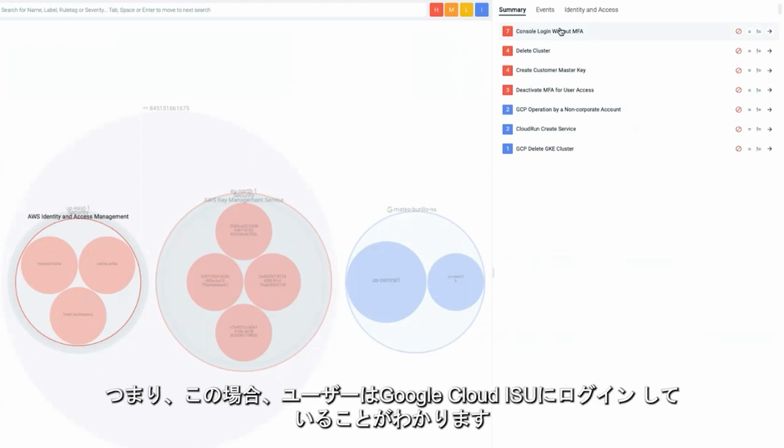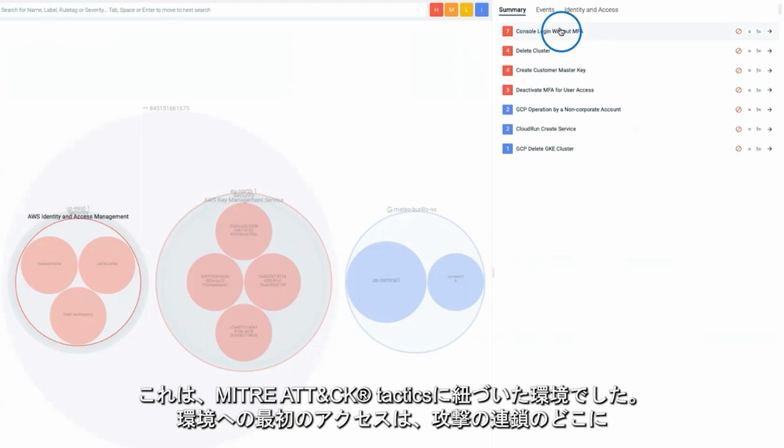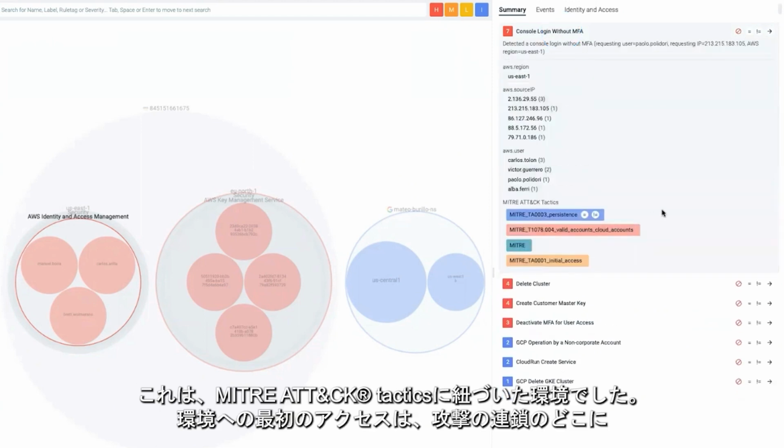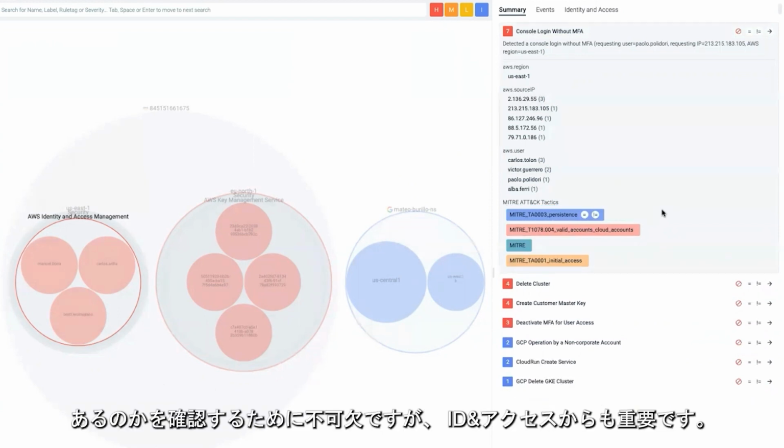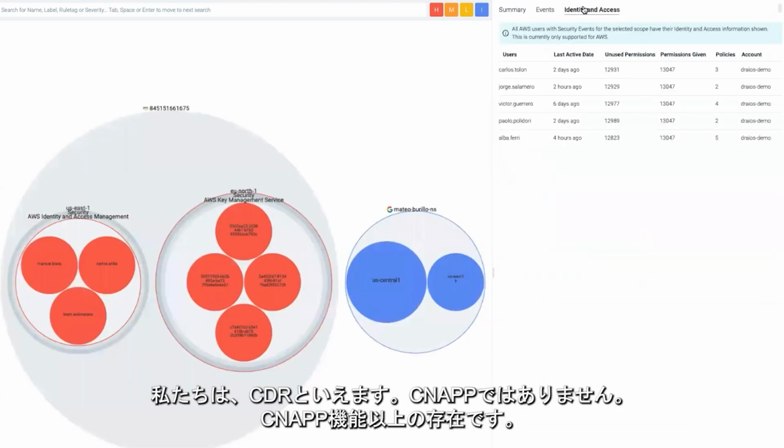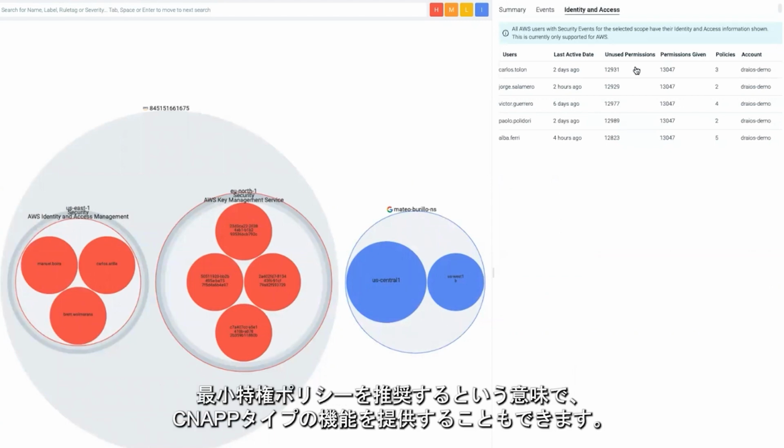So in this case, we can see the user's logged into Google Cloud, I assume, was the environment, again tying into the MITRE ATT&CK tactics, like the initial access to the environment, which is integral to see where that is in the attack chain. But also from an identity and access perspective, we can say, yes, we are CDR, we're not a CNAPP, well, we're more than CNAPP. So we can actually also give CNAPP-type functionality in the sense of we can recommend least privilege policy.